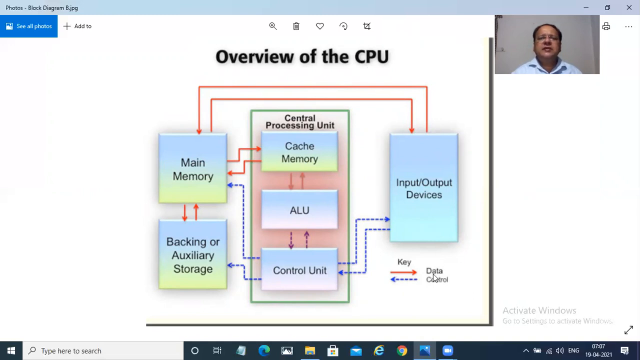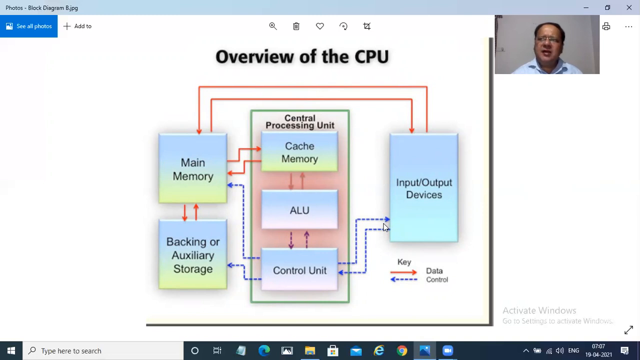You can see over here, and this is the control. Now what is the data and the control? Control are instructions. Any type of instructions given to any device is called the control.